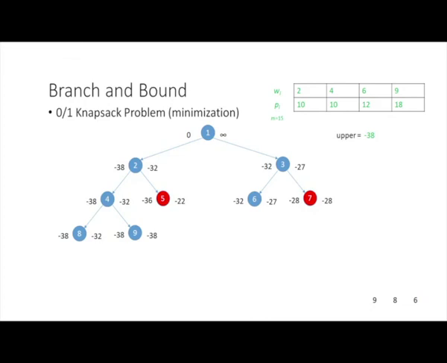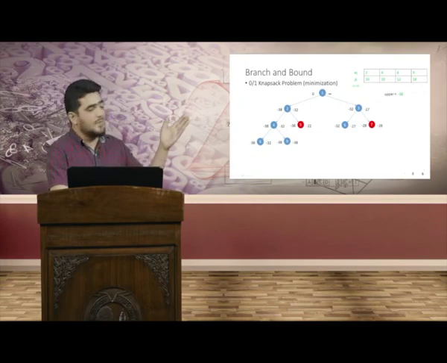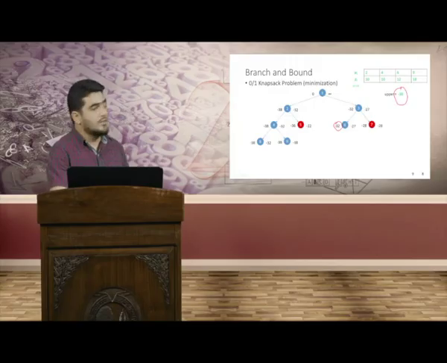Now the front of the queue is node number 6, so we take this out and try to expand it. Again, as you can see, the approximate cost for this particular node, or the lower bound for this particular node, is greater than the current upper, which is minus 38. So we can also remove this particular node, or kill it.